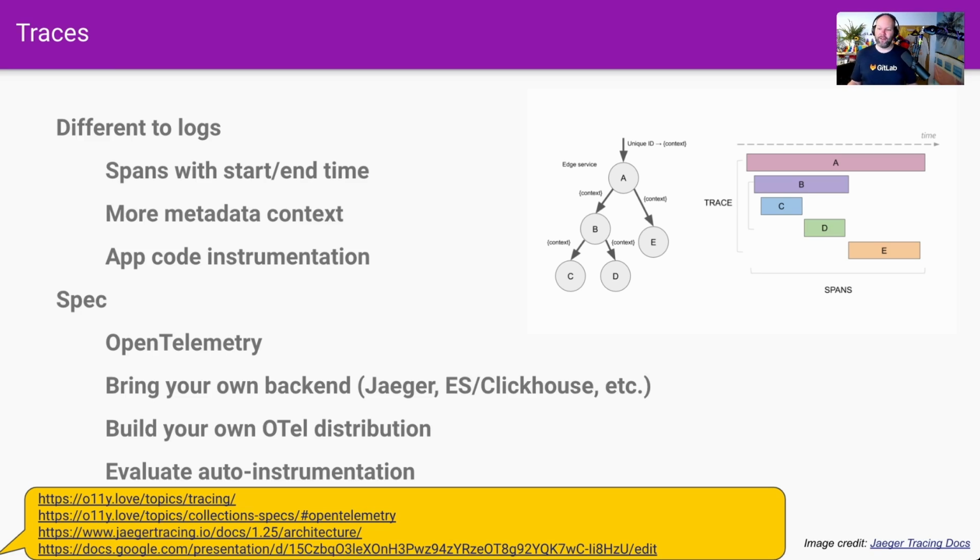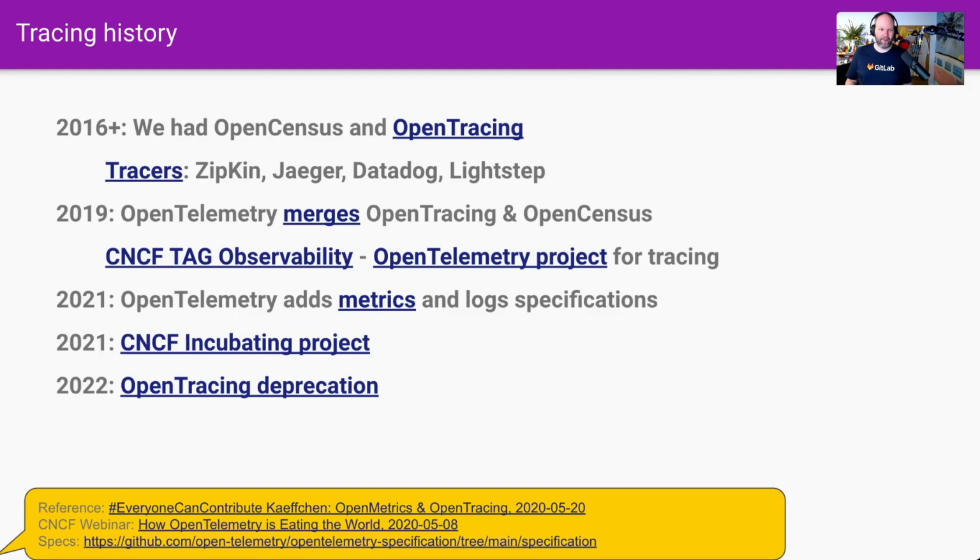It's a framework, so you need to bring your own backend, your own integration, for example, Jaeger tracing as a storage, Elasticsearch, ClickHouse, or something else. You can even build your own OpenTelemetry distribution, enriching the distribution with specific plugins, for example, adding Jaeger by default or something else. And it allows you to evaluate or just use auto instrumentation, whether this can be used for your use case or not. For our use case with CI/CD observability, we'll check it out in a bit.